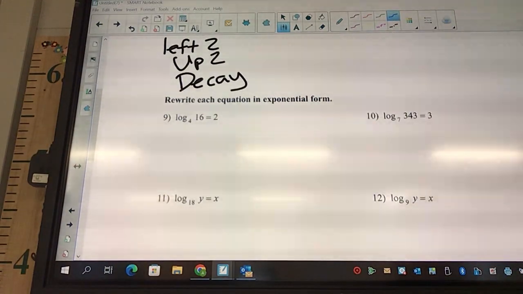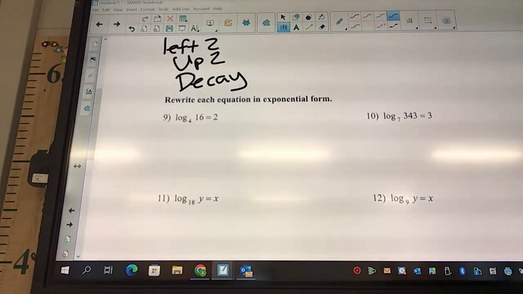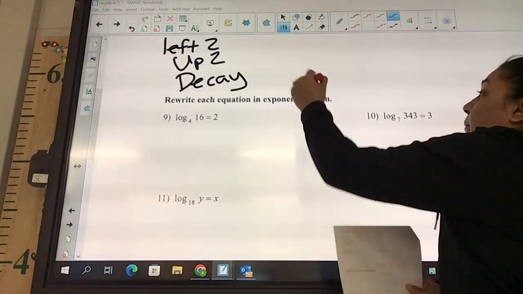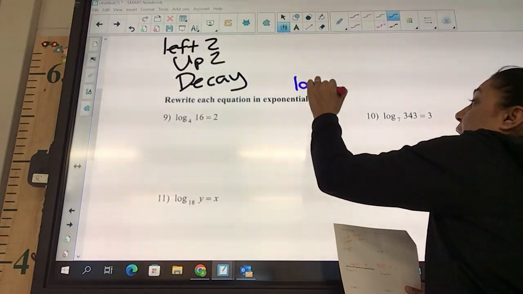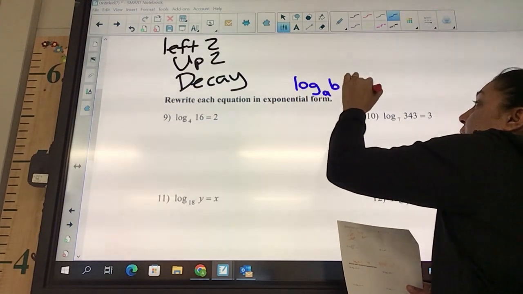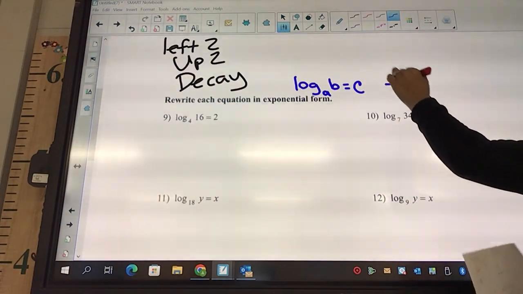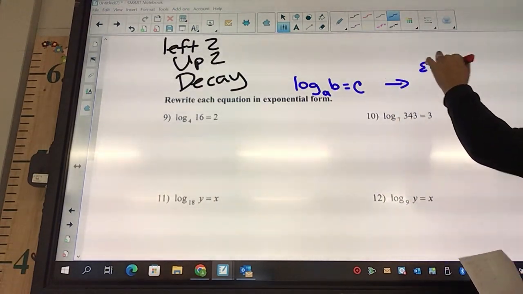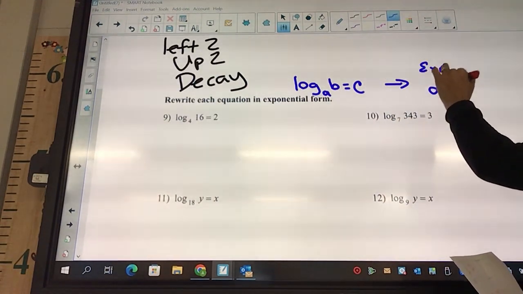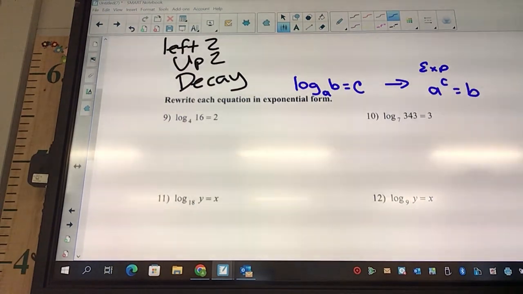Okay, for 9 through 15, they want you to either write it in log form or exponential form. So log form goes like this. Log of A, B equals C. That's log form. This is going to be exponential form. Okay, it's going to be A to the C equals B.